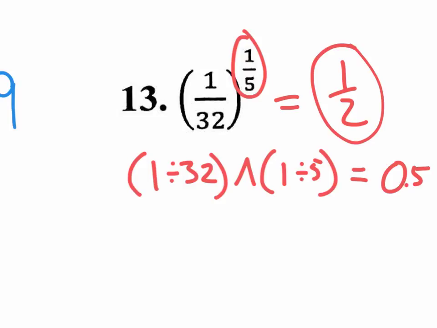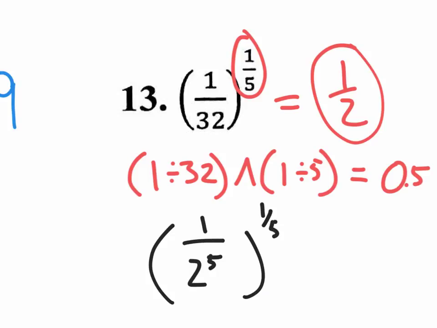Now, you could have done this without the calculator. You could have manipulated the base, which I enjoy doing. I don't know if you guys, the more you practice it, the more you enjoy it. Like, what do I mean by that? I know that 32, I could rewrite that as 2 times 2 times 2 times 2 times 2. 2 times 2 is 4, times 2 is 8, times 2 is 16, times 2 is 32. Yeah, I could rewrite the inside. I could rewrite it as 1 over 2 to the 5th power, and it's to the 1/5 power out here.